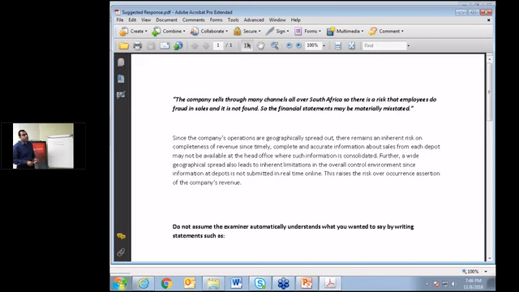The company sells through many channels all over South Africa. So there is a risk that employees do fraud in sales and it is not found. So the financial statements may be materially misstated. Now, consider this response and consider that you are reading this response. How many marks would you want to give to this student out of 3?